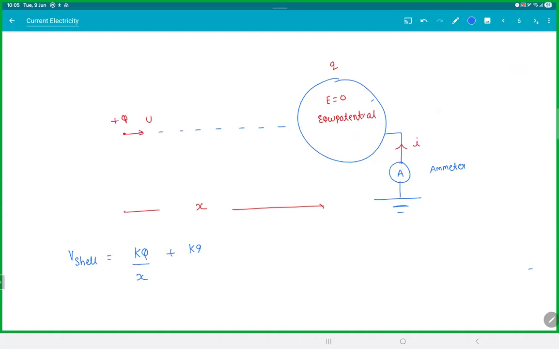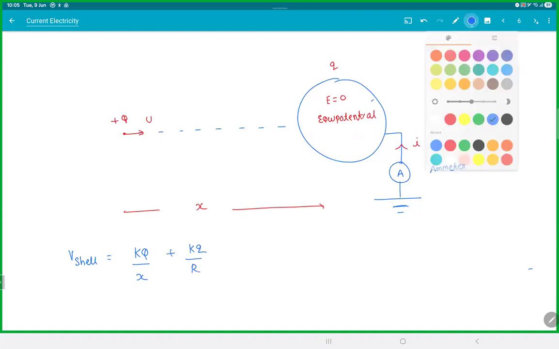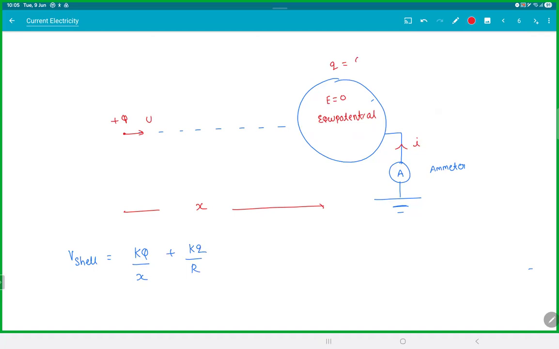Plus K small q by R. The Q is the charge from the earth. And since this is grounded, this should be zero. The question looks a little dangerous, but it is actually easy to solve. So small q will be minus Q R by x. So see, as you get closer and closer, you get more and more charge.